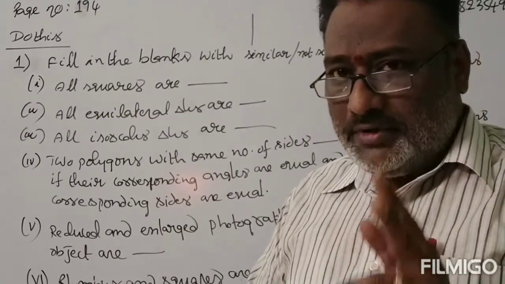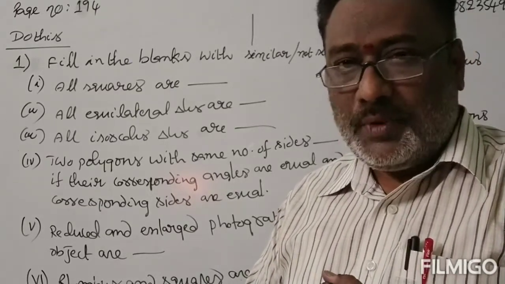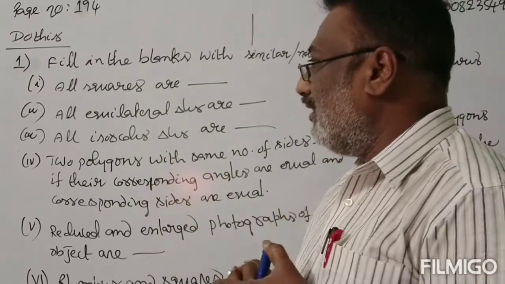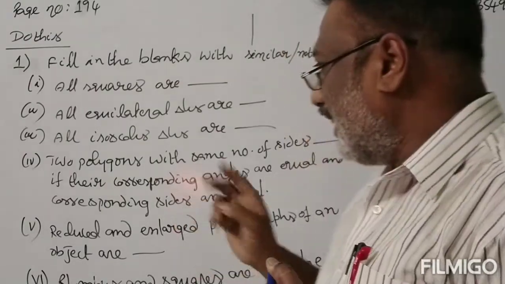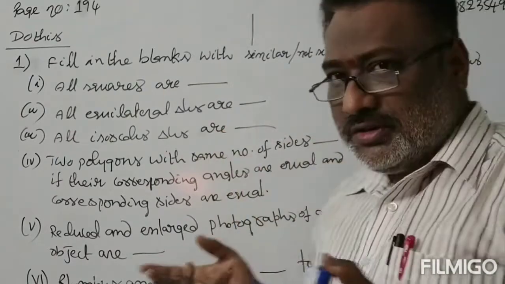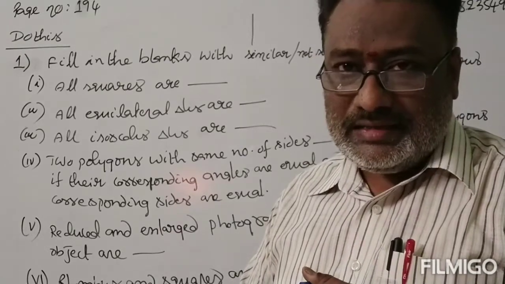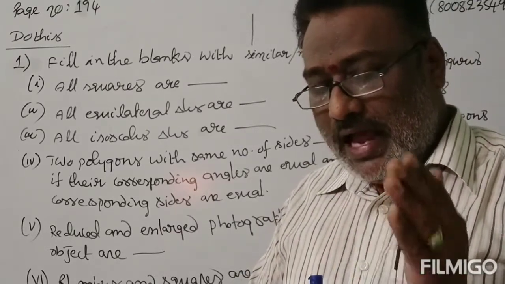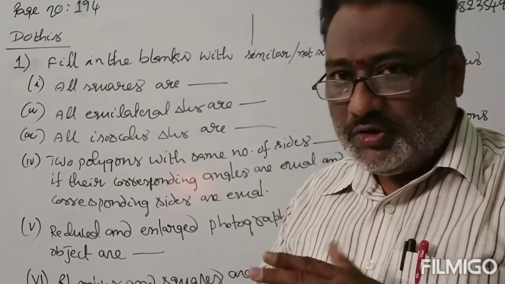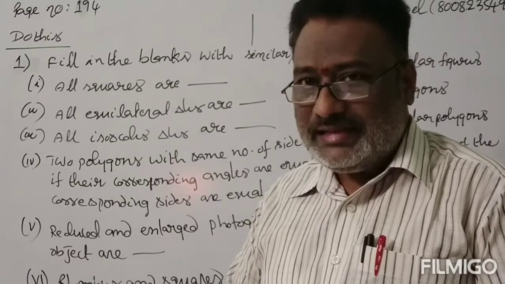If you take two squares, corresponding angles are equal in these two squares, and if you take the proportion of corresponding sides, they are also the same. That's why all squares are always similar. The second one: all equilateral triangles are dash. All equilateral triangles are also similar, because if you take two equilateral triangles, the three pairs of corresponding angles are equal, and the ratio of corresponding sides in the two triangles is also in proportion. So we can simply say two equilateral triangles are always similar.